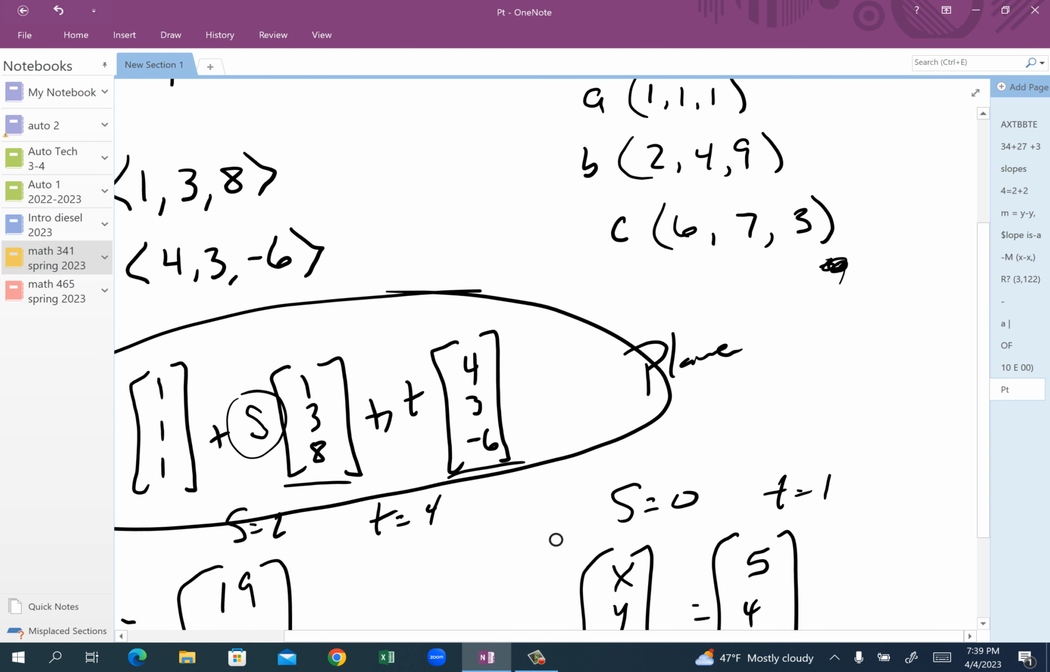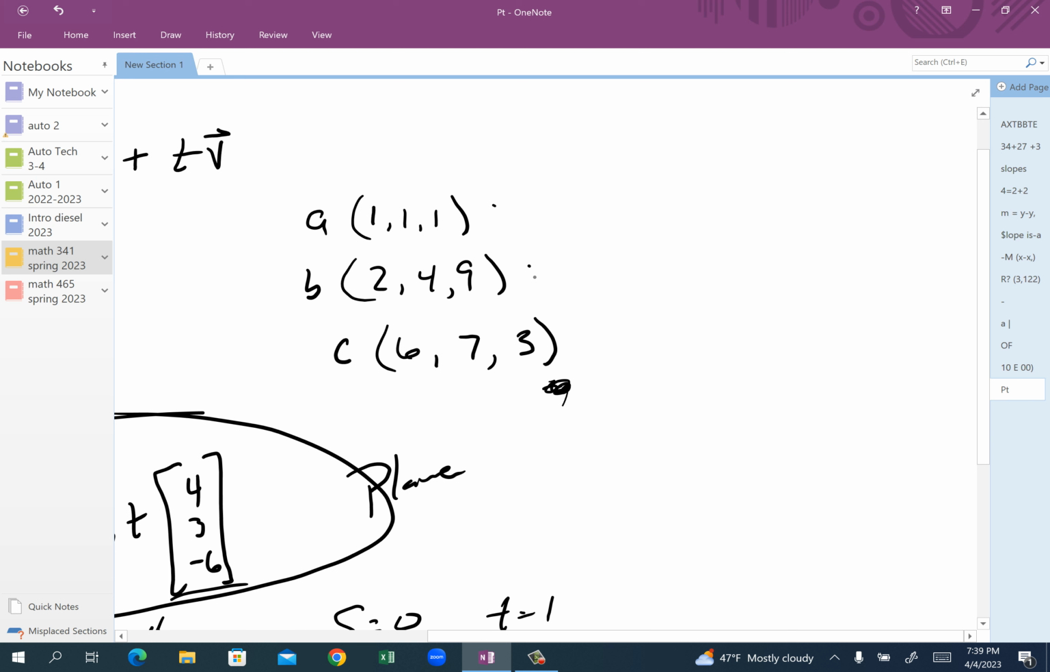Well, the only way they could possibly be parallel is if these 3 points were what we call collinear. They're on a line. As long as they're not on a line, we're good. Okay? Let's try another one.